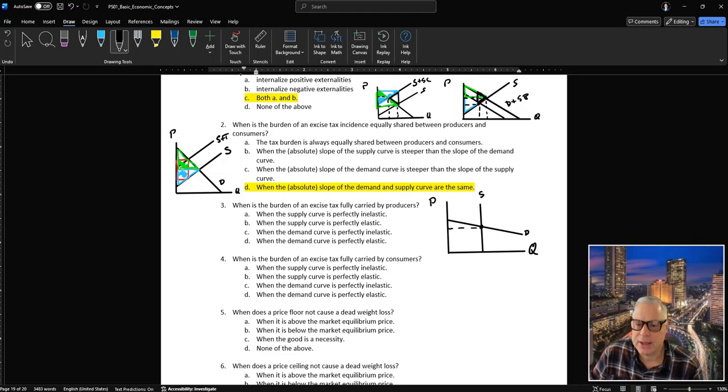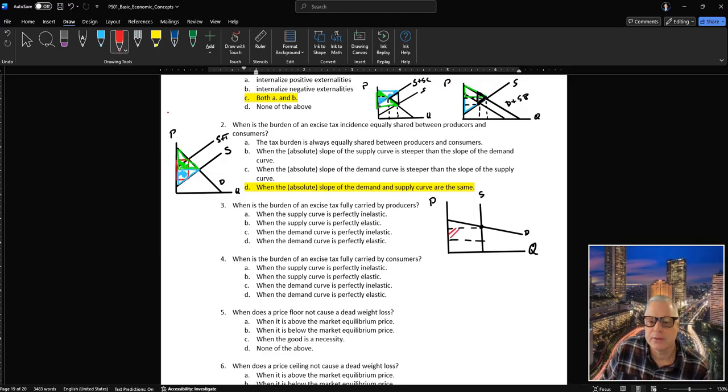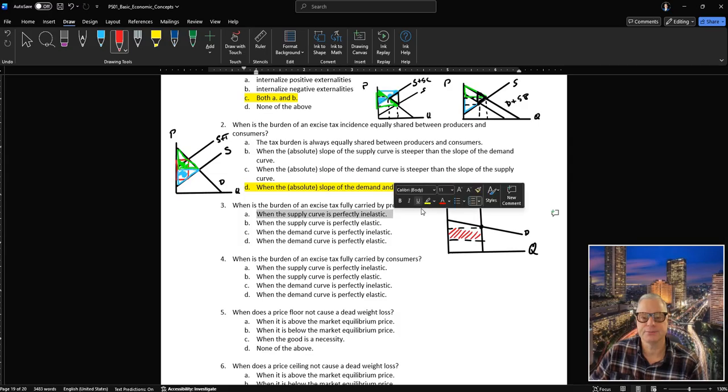So in this case, the producer has no other choice but to pay the tax out of their own pocket, which means they have to carry the tax burden. So that is the case whenever we have a perfectly inelastic supply. Then the tax is fully carried by producers. So when the supply is perfectly inelastic.